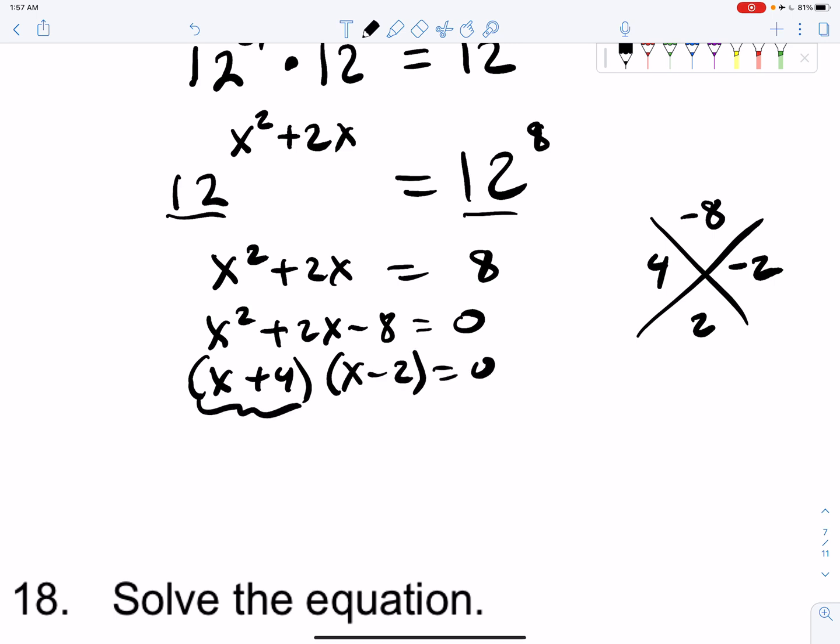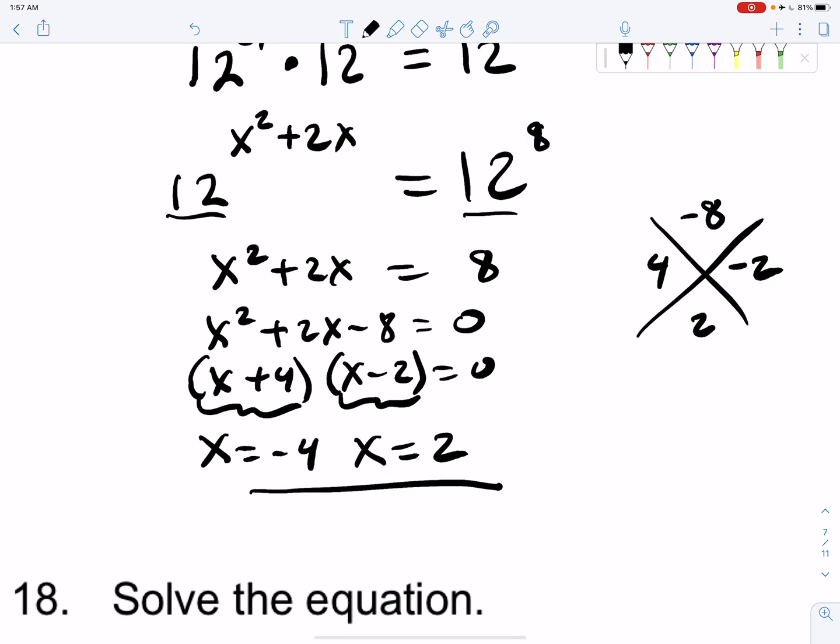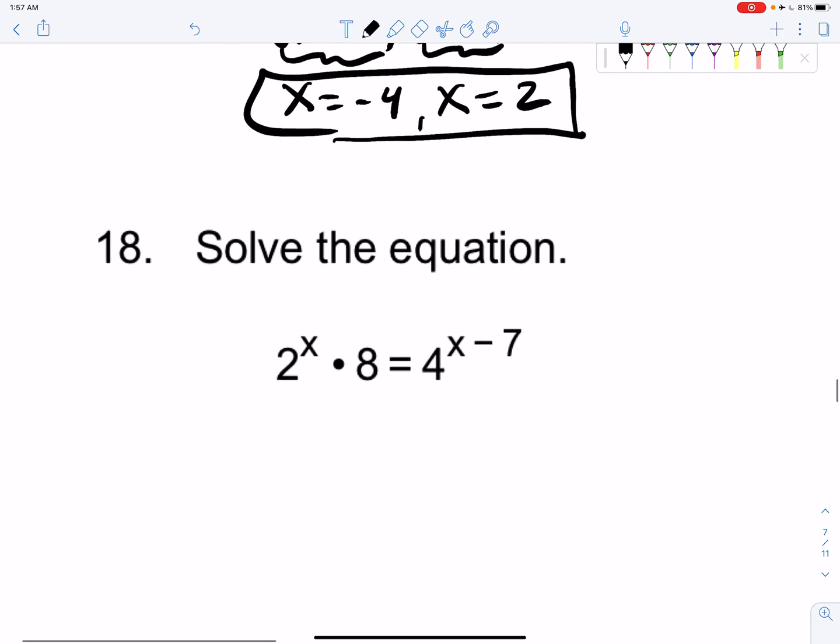Set each factor equal to 0, so x equals negative 4. Set that factor equal to 0, so x equals positive 2. And there we go. We've got the two answers, negative 4 and positive 2. Number 18.